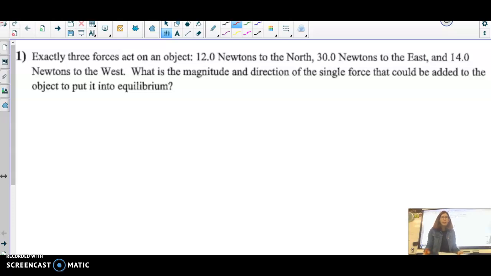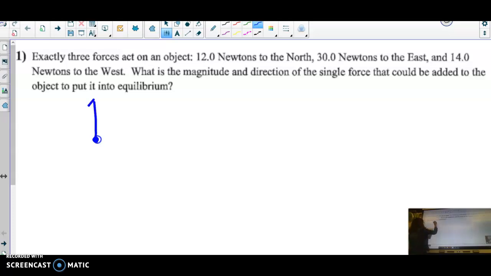Okay, this is to provide some help with the 4.4 worksheet. I'm going to set up some of the problems for you and complete some of the problems. So question number 1 says that there are 3 forces acting on an object. So we are always going to start with the free body diagram.